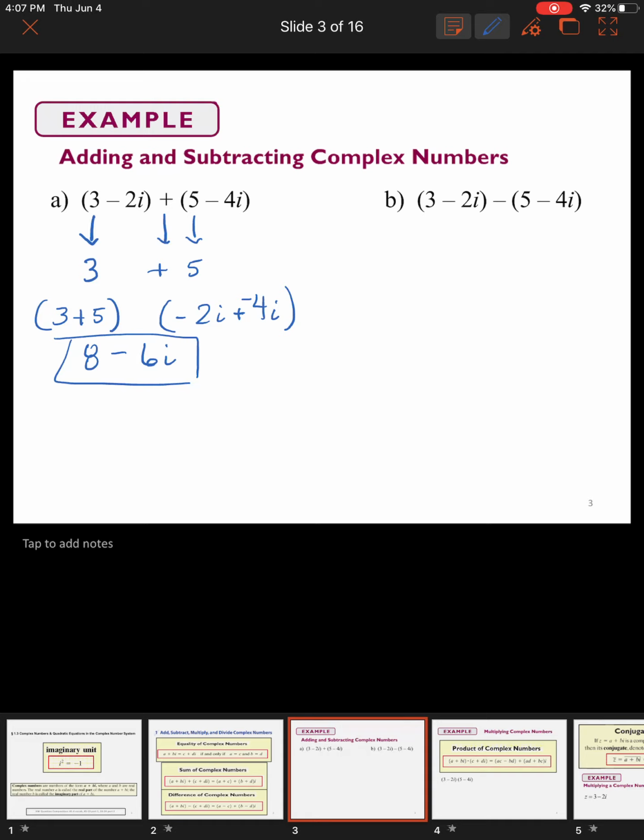Let's do the same example and use subtracting. Let's go to part B. So we have 3 minus 5. And then so I'm just going to write above it the real. And then I'm going to put the imaginary. Negative 2i minus negative 4i. For the real, I have negative 2. For the imaginary, I have positive 2i.